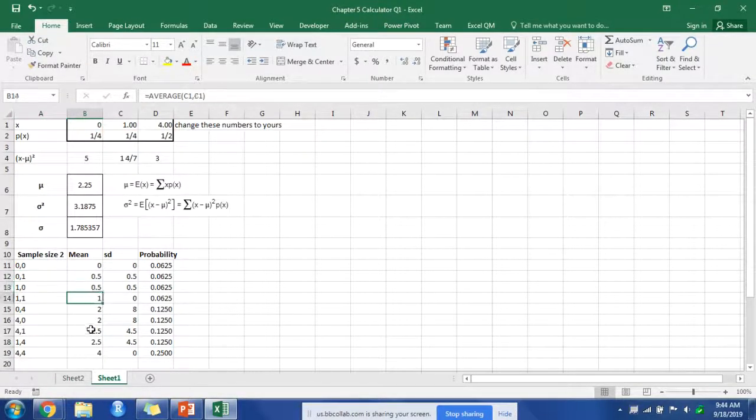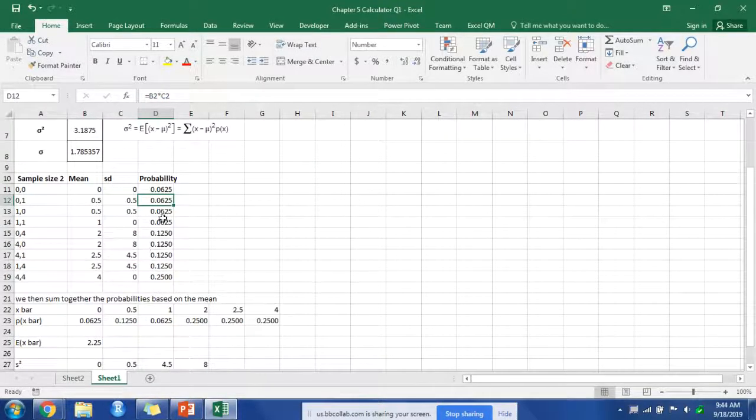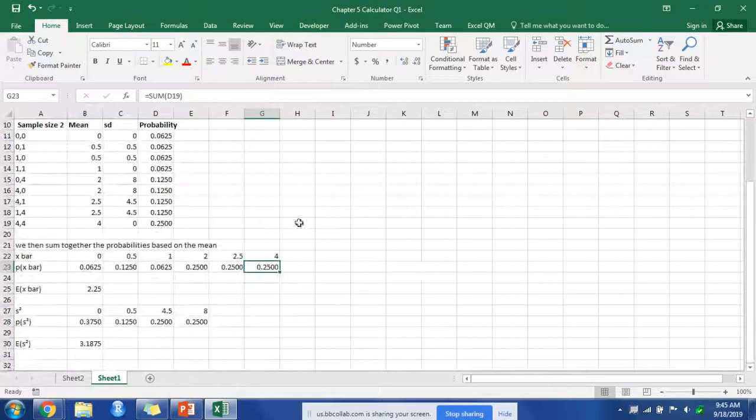Then we just used a basic average formula to find the mean, and I calculated the standard deviation. The probabilities of each of those I calculated manually. Then it's going to ask you to put the sample means in ascending order, so I developed an if statement that will put these in order, and then it sums the probabilities up for those values. That's how you get those.